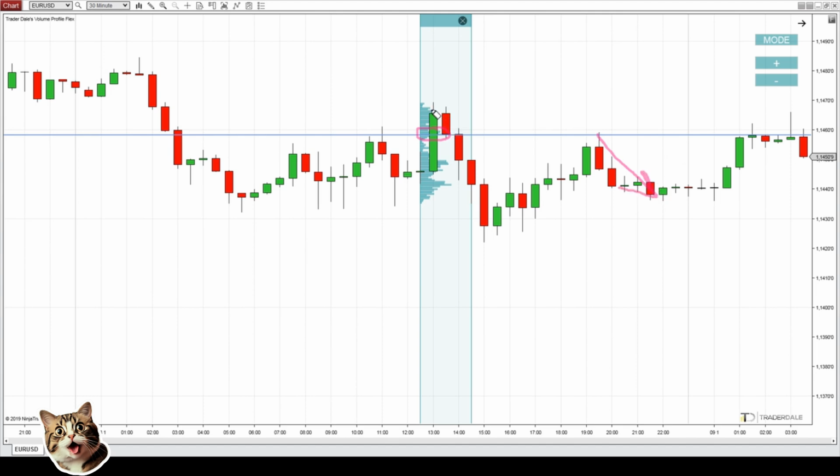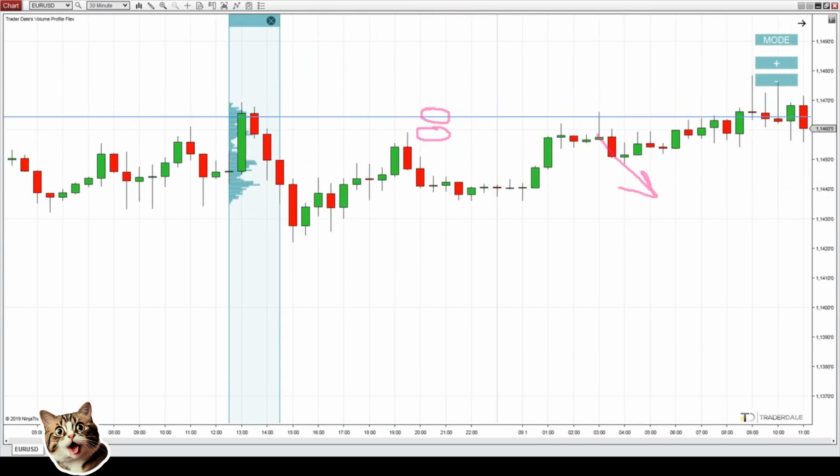By the way, there was also volume cluster in here a little bit higher. And this was the reaction to it. Also over 10 pip reaction, so this one would also be a winner. But in real trading I would have only taken this one, the lower one, the heaviest one. Alright?